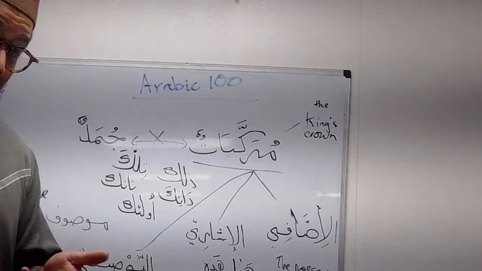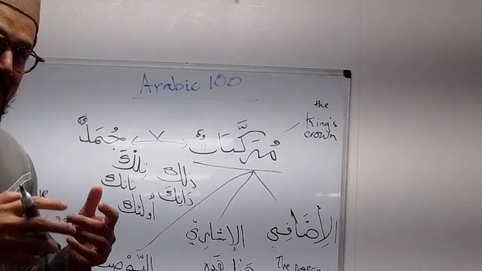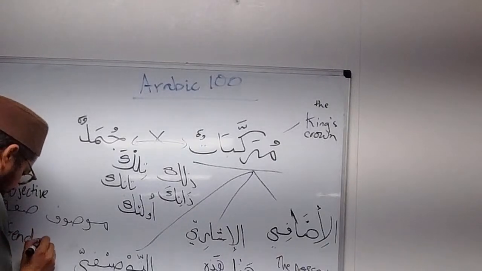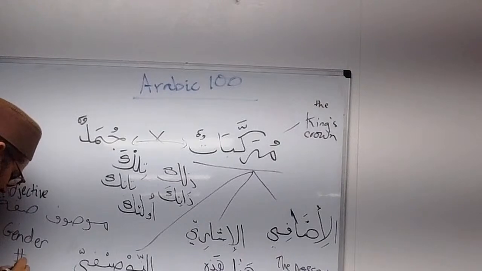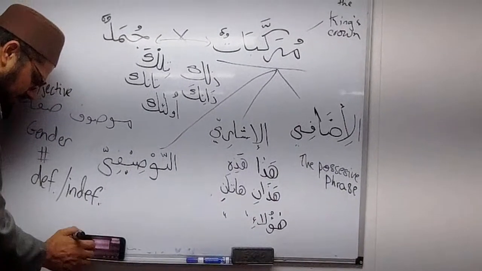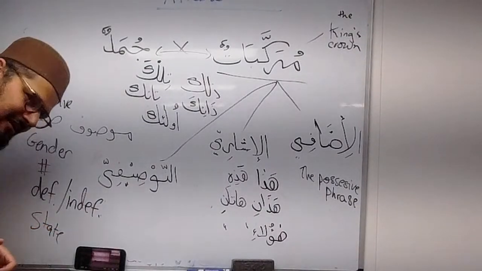The describing word, like tall, copies the Mawsoof, whatever is being described, in four things. What four things are they? Gender. What else? Number. What else? Is it definite or indefinite? We'll talk about that again, just to review. And lastly, the state.